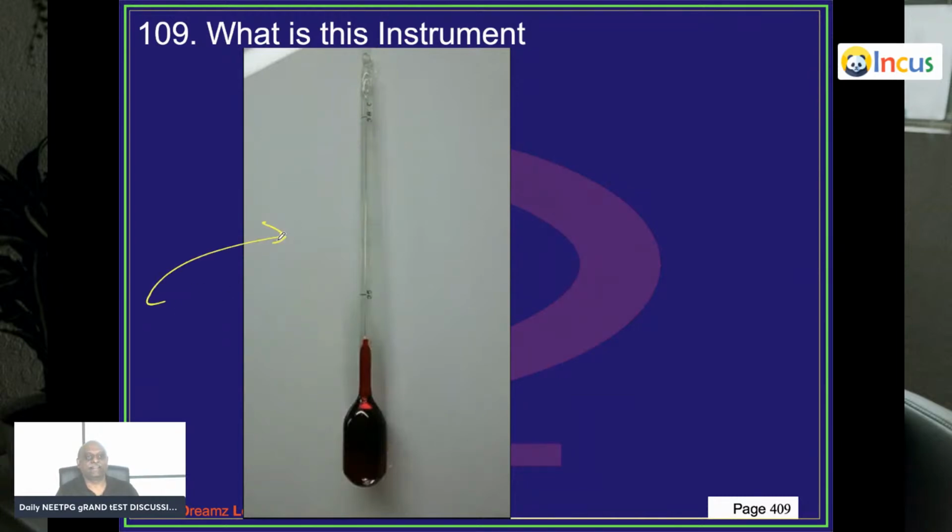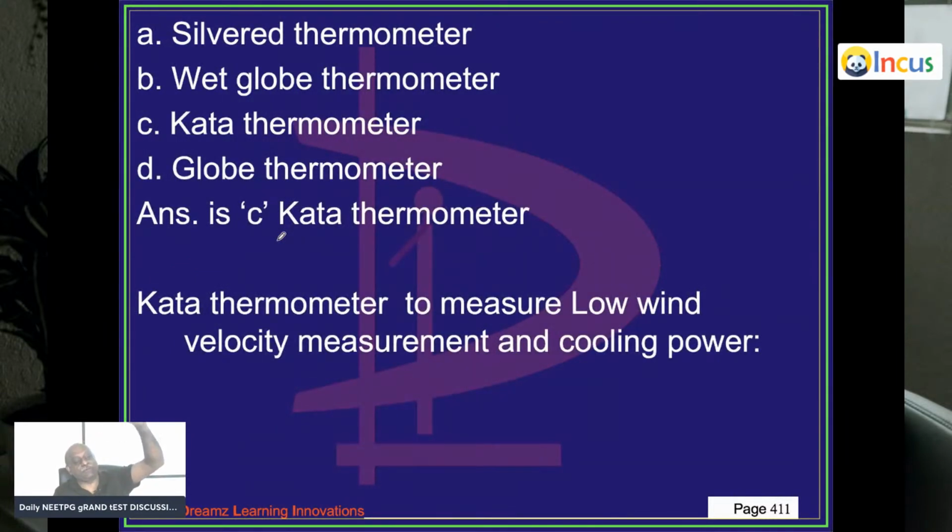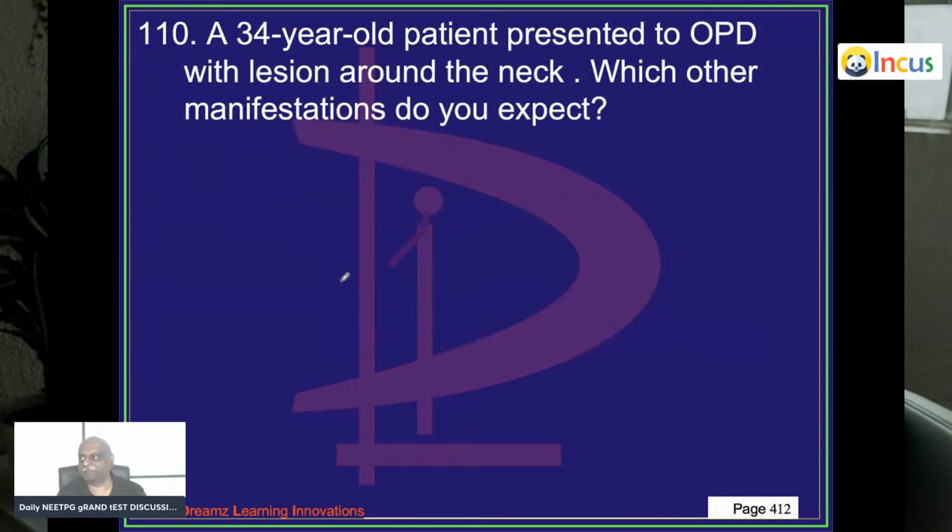वजन के लिए क्या करते हैं? Kata. This is called kata thermometer. Even if you want to become tomorrow a neurosurgeon, you have to clear this level. काटा थर्मामीटर क्या होता है, स्लो सैंड फिल्टर में सैंड पार्टिकल कितना होता है, वर्स्ट देन दैट सेप्टिक लैट्रिन का डेप्थ कितना होता है. छी, you need to read all the preventive and social medicine, right? So kata thermometer measures low wind velocity and cooling power.